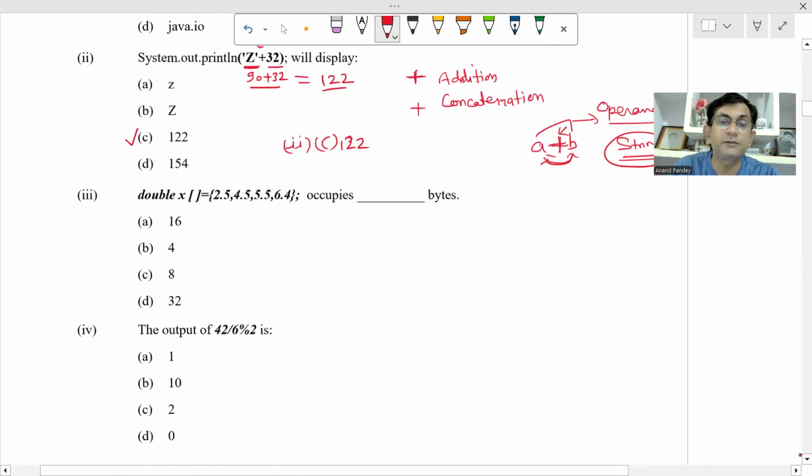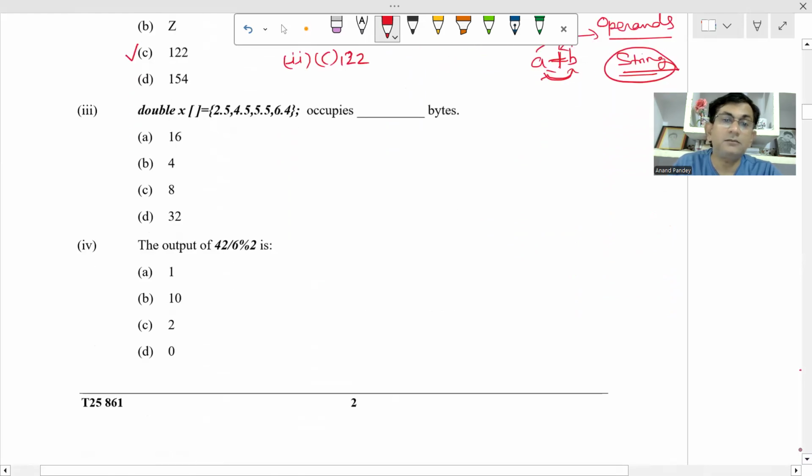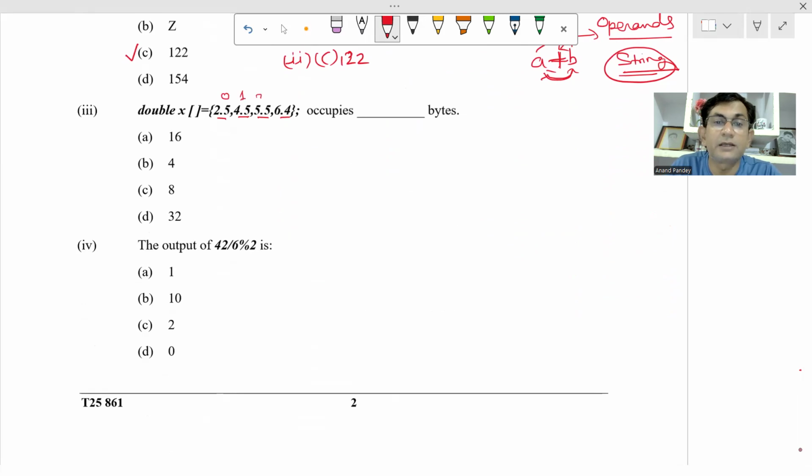Now coming to the next question. See this, x equals 2.5, 4.5, 5.5, 6.4. This one is at index number 0, this at index 1, this at index 2, this at index 3. So this array is of double type. One double value occupies how many bytes? 8 bytes. The size of the double data type is 8 bytes. And how many elements are here? Here we have 4 elements. So 4 into 8, 32 bytes. The answer will be 32 bytes.